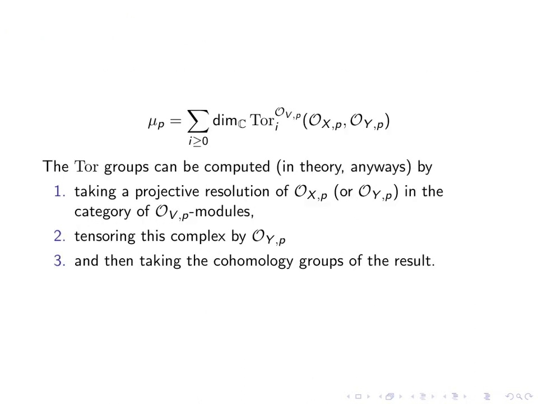And okay, well then the Tor groups can be computed, in theory anyways, by taking a projective resolution of one of the factors in the category of modules over your ambient space, tensoring this complex by the other ring, and then taking cohomology groups of the result.